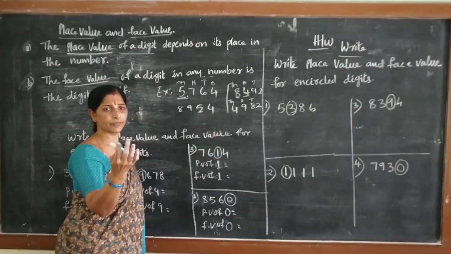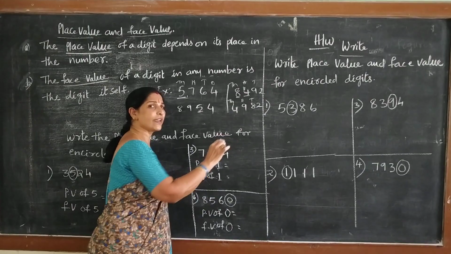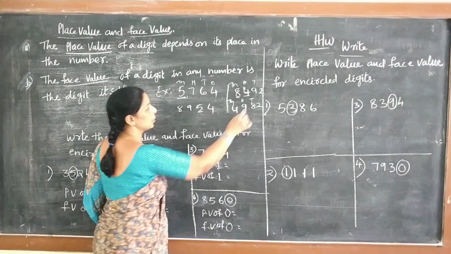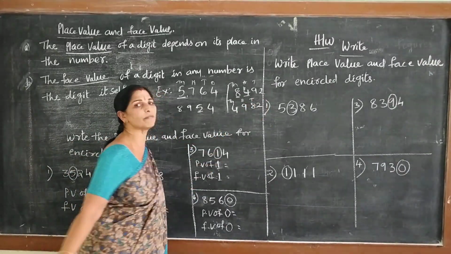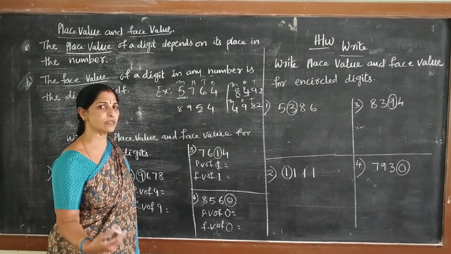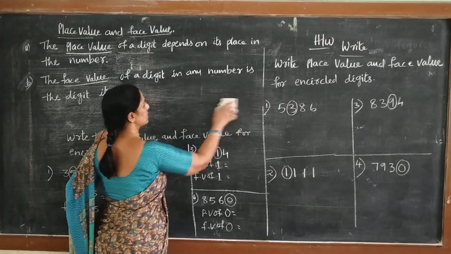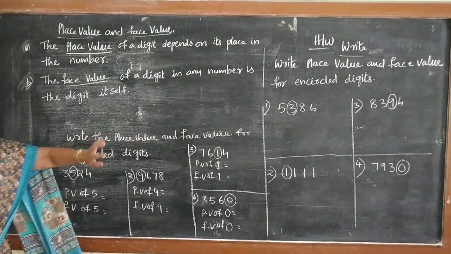Face is the same, but places are changing. But the face of the digit will always be the same. Here, 2 is in both the numbers, 2 in the ones place, and the face value of the digit is 2 only. Now, once again I want to explain the meaning of place value and face value.